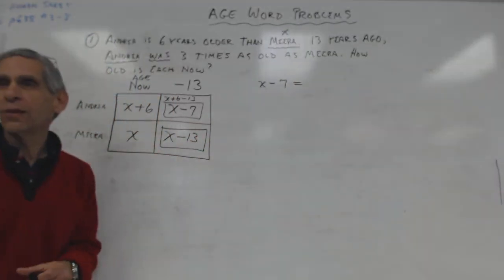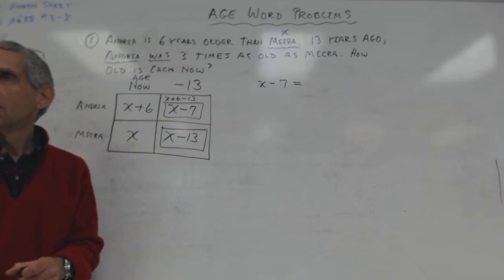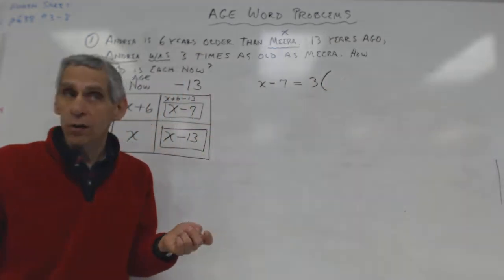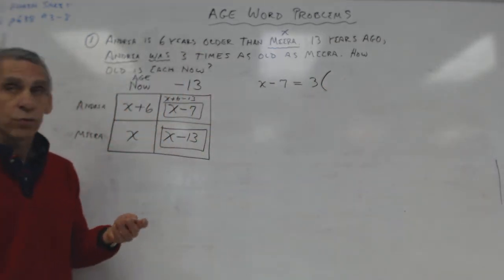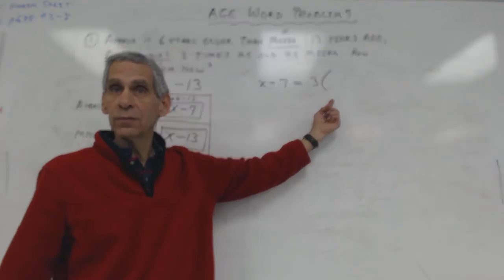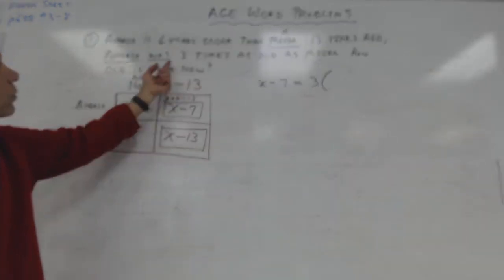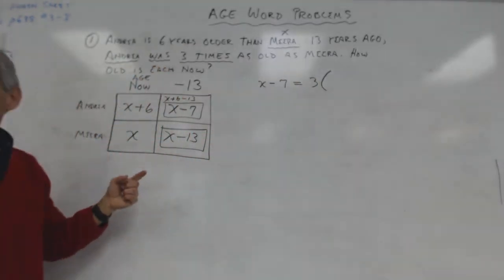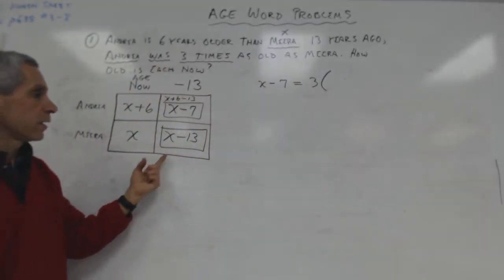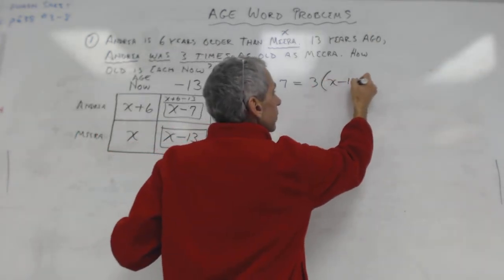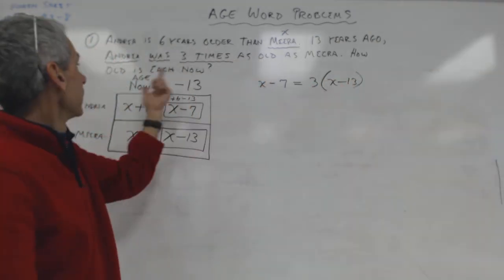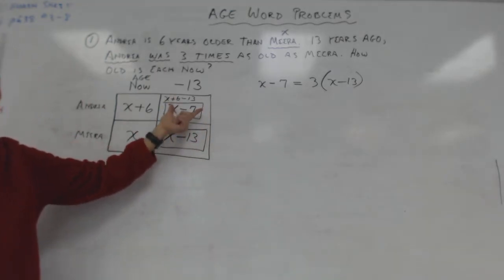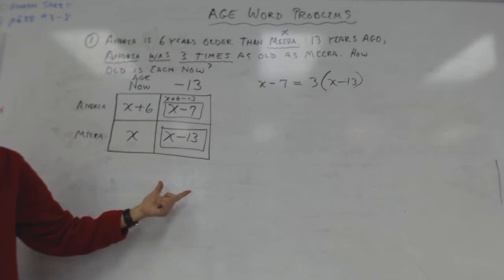3 times. How would I write 3 times? I'm going to do 3 and parentheses, because parentheses always means multiply, right? That says 3 times, right? As old as Mira. What's Mira's age? x minus 13. Period. And then it says how old is each now. We just wrote an equation based on the information in the second column. Is that clear?